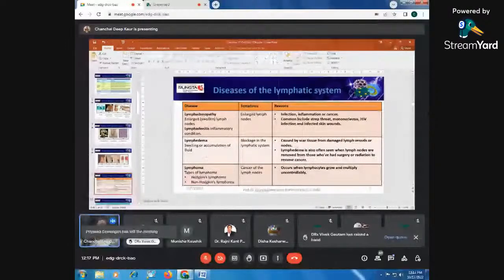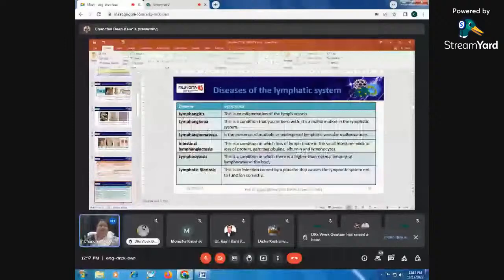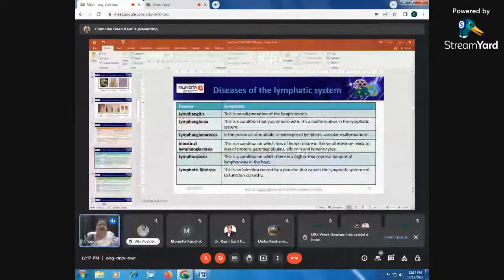The next is lymphoma. As I told, lymphoma means cancer, cancer of lymph nodes. It occurs when lymphocytes multiply uncontrollably. Next is lymphangitis. As I told, itis means inflammation. So it is inflammation of lymph vessels. Then lymphangioma occurs when you are born with this only. It is a type of malformation in the lymphatic system. Then lymphangiomatosis. It is the presence of multiple or widespread lymphatic vascular malformations.